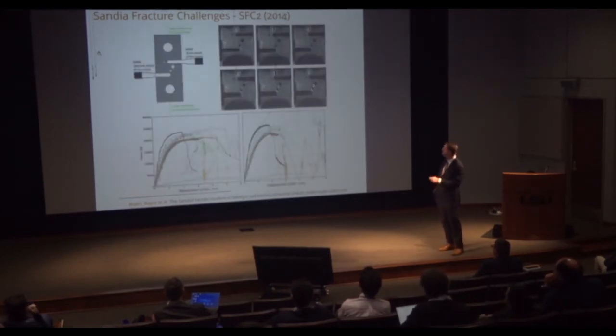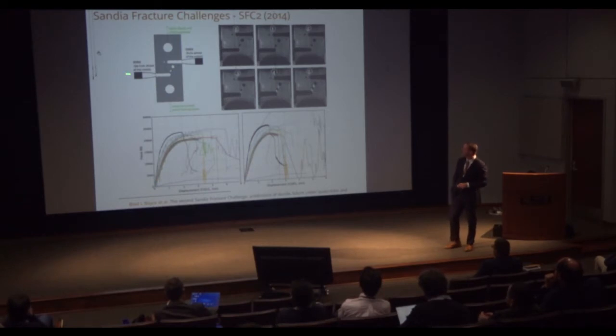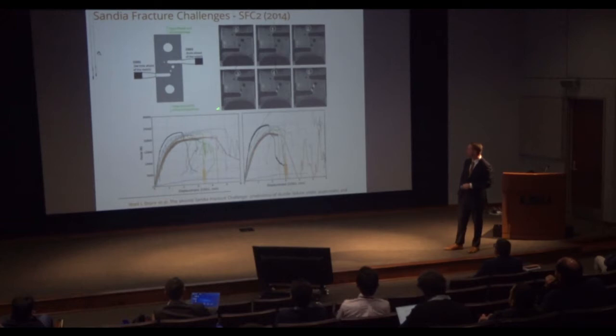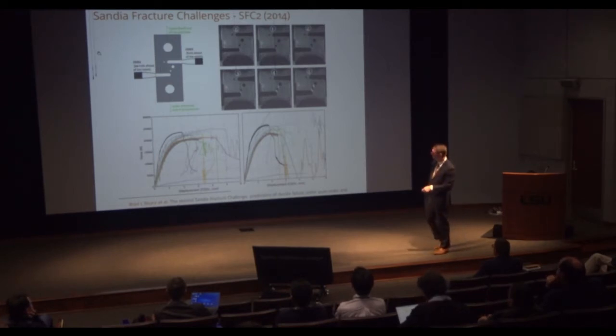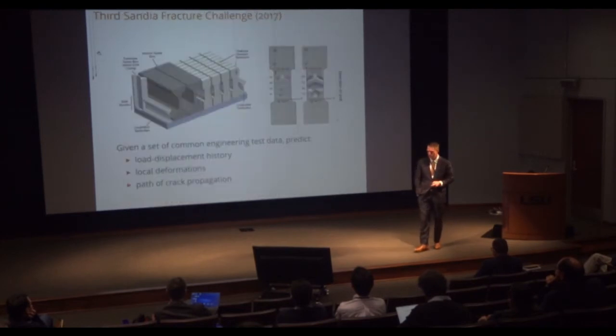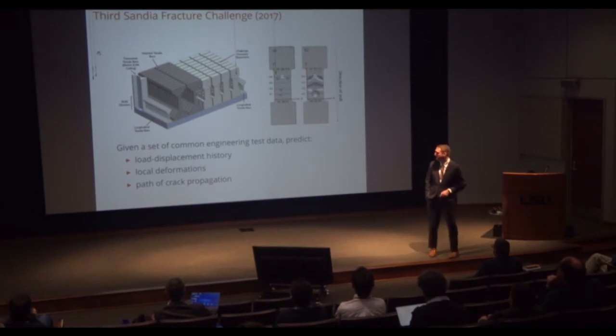There was a Sandia Fracture Challenge 2. It was similar in some respects. All of these challenges took lessons learned from previous ones and applied them to try to make them easier. This black line is the result of the experiment and all the other predictions. These plots came directly from the papers that were written after the challenges were over, again showing the blind prediction results. So in 2017, they did issue a third Sandia Fracture Challenge.